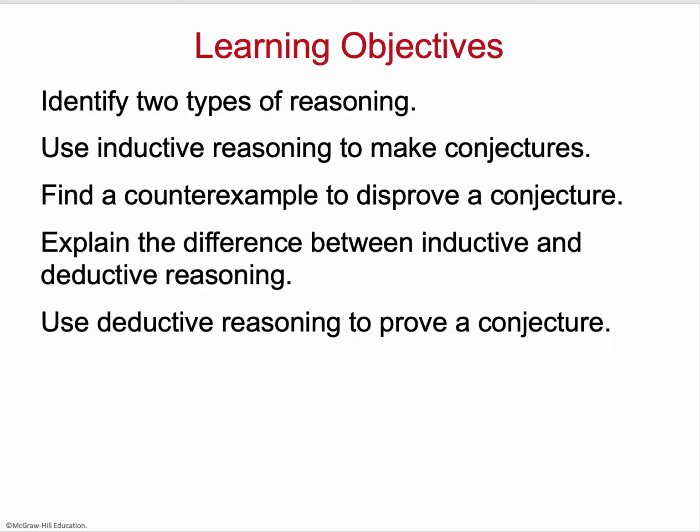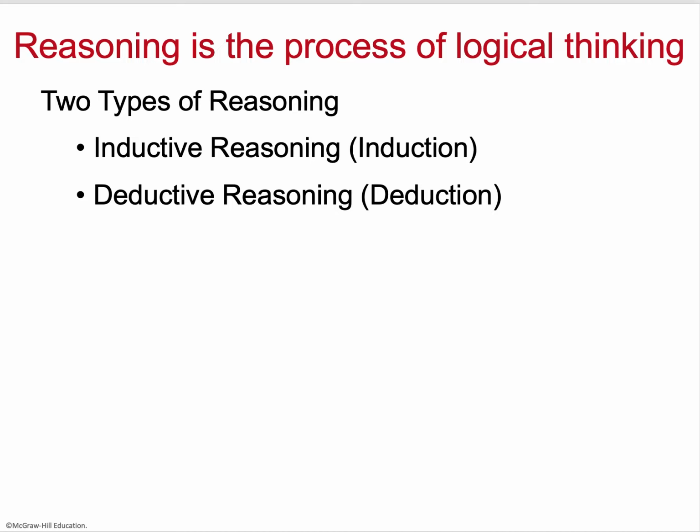So we want to be able to identify our two types of reasoning. We want to be able to use that reasoning to make conjectures. We also want to be able to counterexample something in an effort to disprove it, so think about devil's advocate. Respond to the differences in inductive and deductive reasoning, and then use deductive reasoning to prove a conjecture.